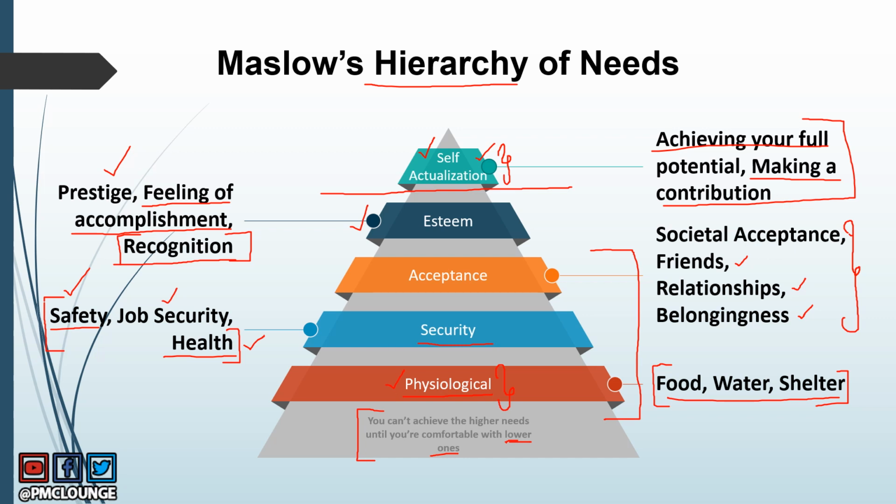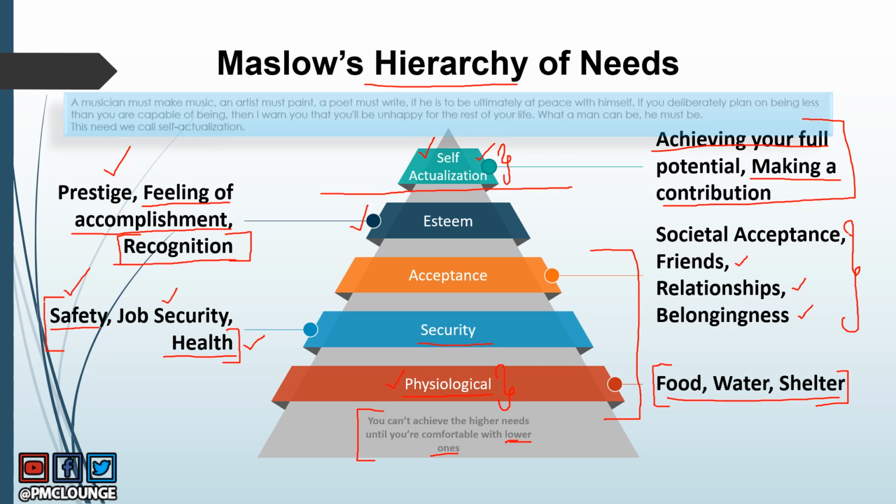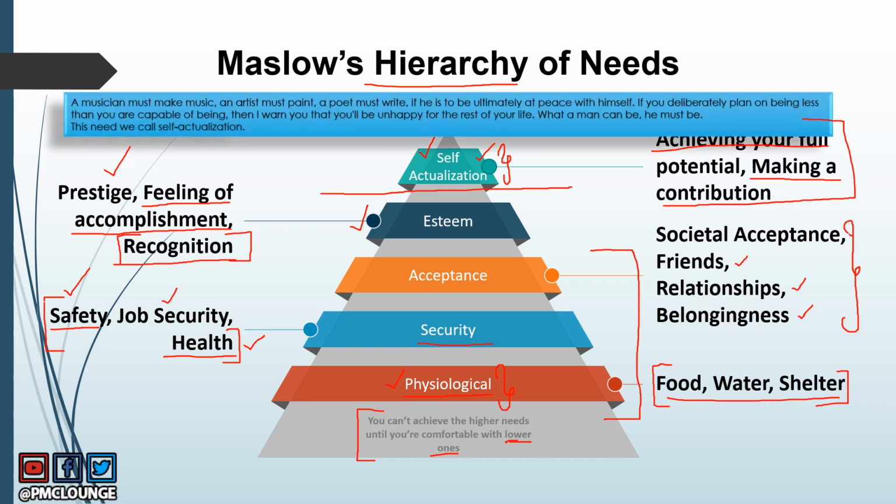Actually, there's something that Maslow had said which reflects what he meant when he said self actualization. A musician must make music. An artist must paint. A poet must write. If he is to be ultimately at peace with himself, if you deliberately plan on being less than what you're capable of being, then I warn you that you will be unhappy for the rest of your life.